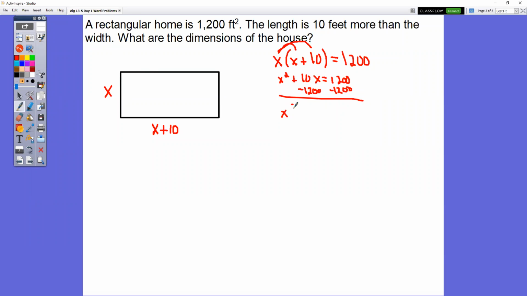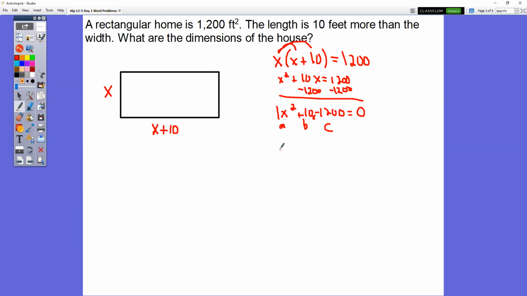That way, I have x squared plus 10x minus 1200 equals 0. Now, I could do completing the square. I could do the quadratic formula, or I could do what times what equals negative 1200 that adds up to 10. Again, I think the easiest thing to do here is the quadratic formula. Your A value is 1, your B value is 10, and your C value is negative 1200.